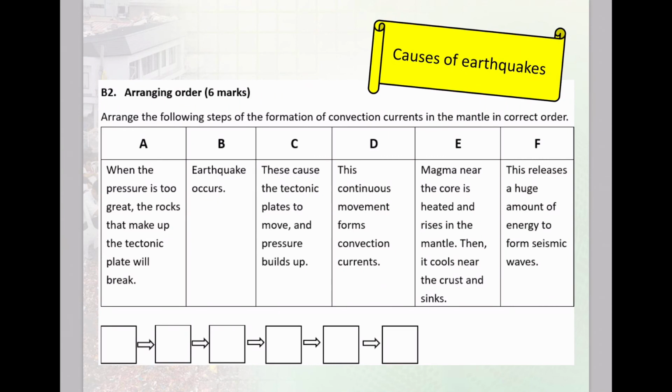Okay, for part B2, we are arranging order. Please refer to the causes of earthquake and please put down A, B, C, D, E, F, which happened after which. You just need to put down the letters in the square.